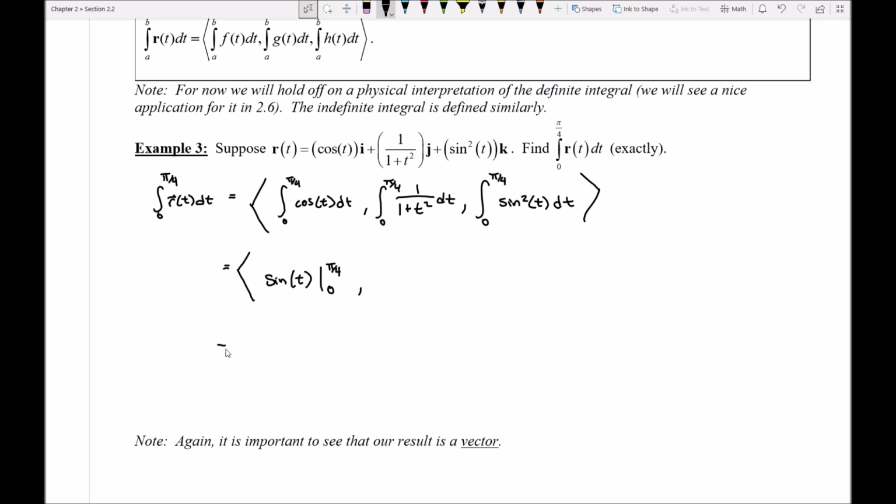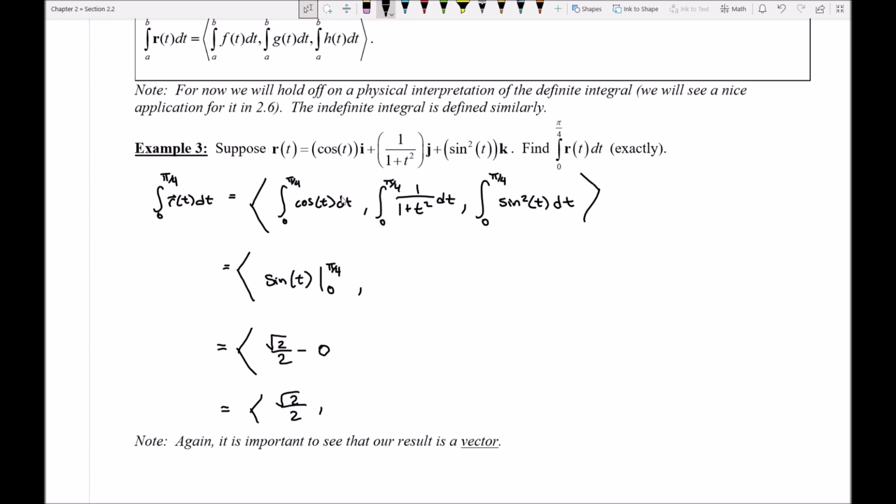If I go ahead and finish this individual part off, I'm going to get the sine of pi over 4, that's the square root of 2 over 2, minus the sine of 0, which is just 0. So I should end up with a final result, square root of 2 over 2, for that first component. Again, I'm creating a vector. This middle guy actually isn't that tough either.